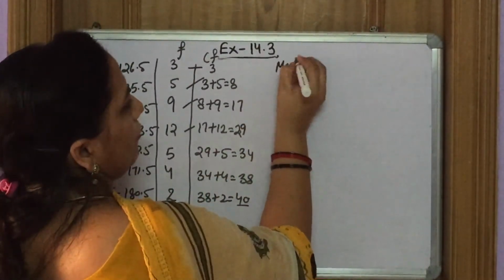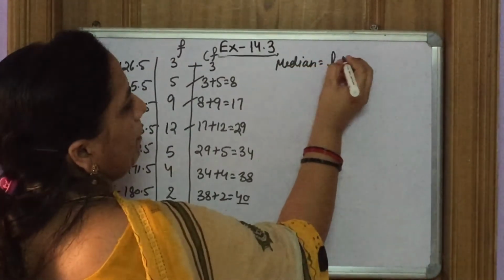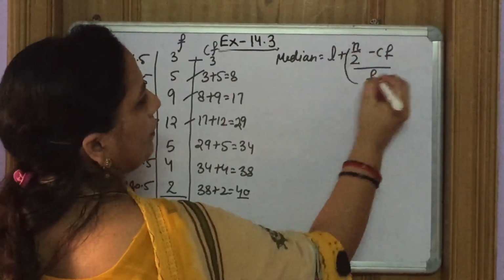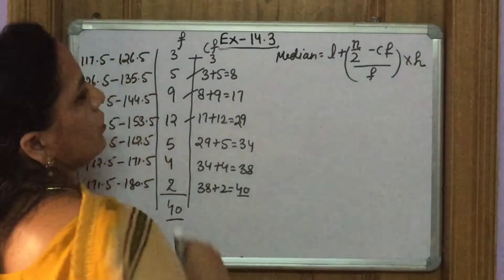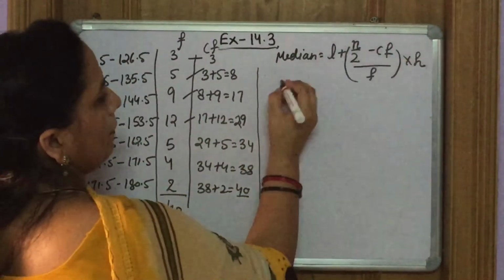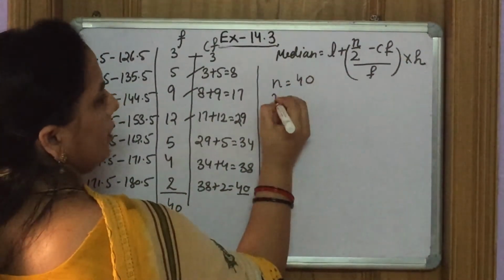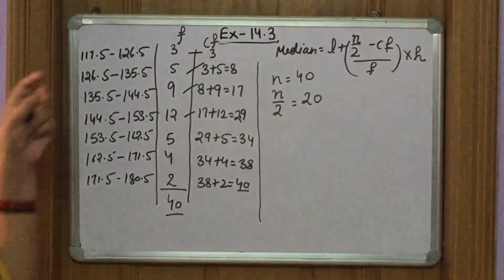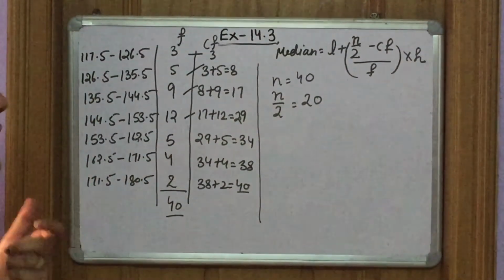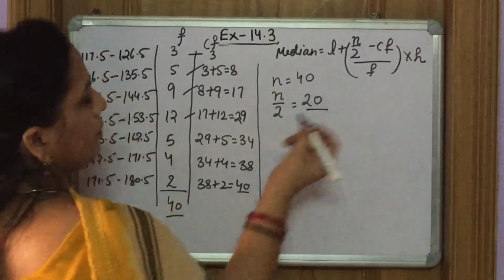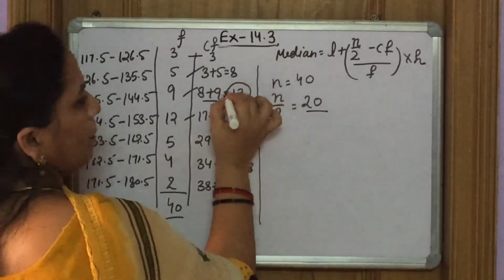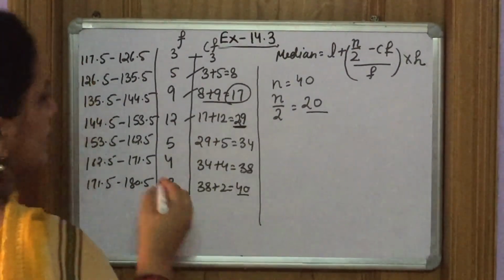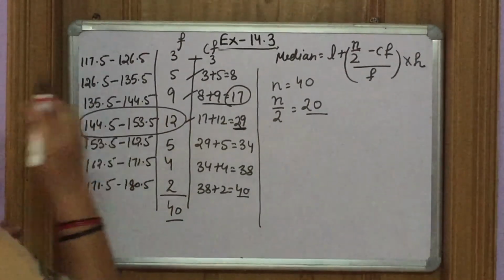The next formula is L plus n by 2 minus CF divided by F multiplied by H. So we will start our question from n by 2. N is 40, so n by 2 will be 20. Now check in the cumulative frequency which number is nearest to 20. Here this row stops at 17. So the number 20 will lie in this class, so we can say that this is our median class.